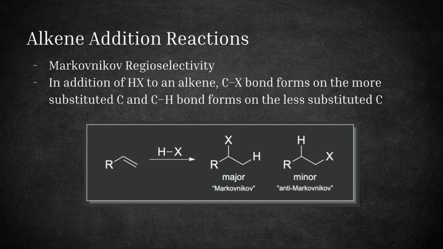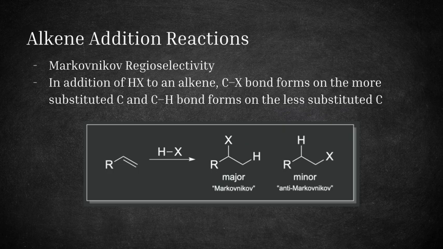Markovnikov observed that in the addition of HX to alkenes, the C-X bond, where X is the halogen, typically forms on the more substituted carbon of the alkene, while the C-H bond forms on the less substituted carbon. This arrangement of bonds results in a specific product he dubbed the Markovnikov product. The Markovnikov product is the constitutional isomer that arises when the more substituted carbon of the double bond becomes bonded to the electronegative group X, while the less substituted carbon becomes bonded to hydrogen.